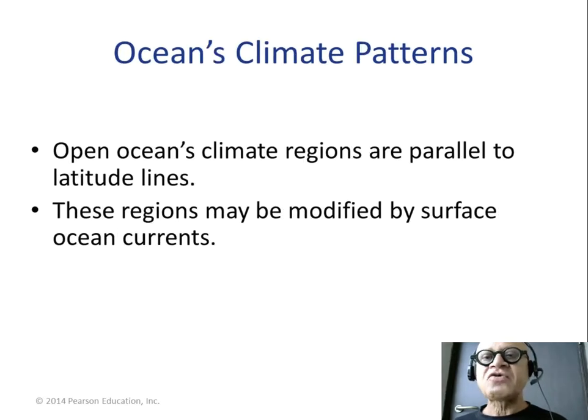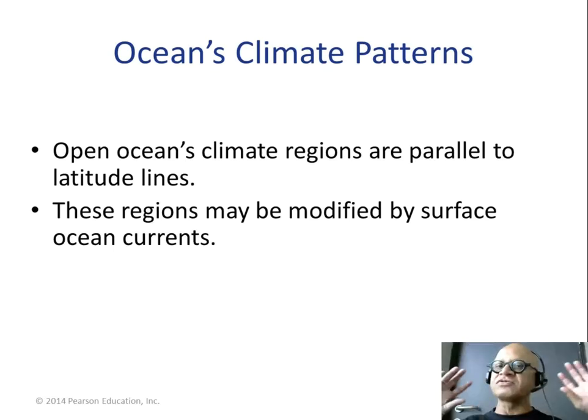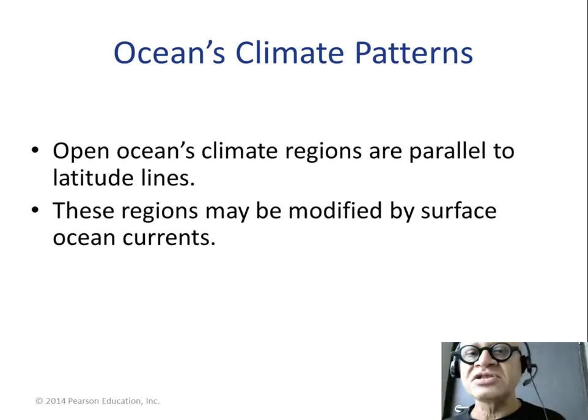So let's look now at back to ocean. This is air-sea interaction, so it covers everything including hurricanes, because hurricanes get energy from the air-sea interaction. What are the climate patterns of the ocean? So the open ocean has climate regions which are almost parallel to latitude lines. Why? This is important to remember.